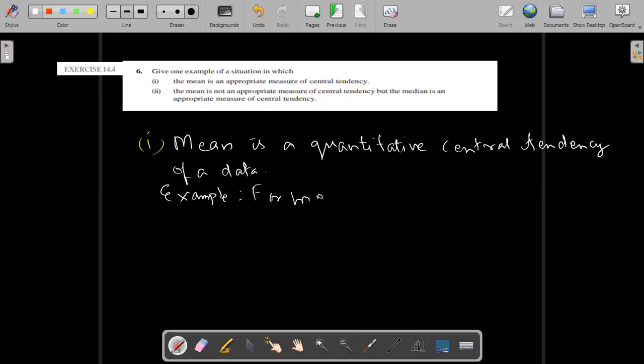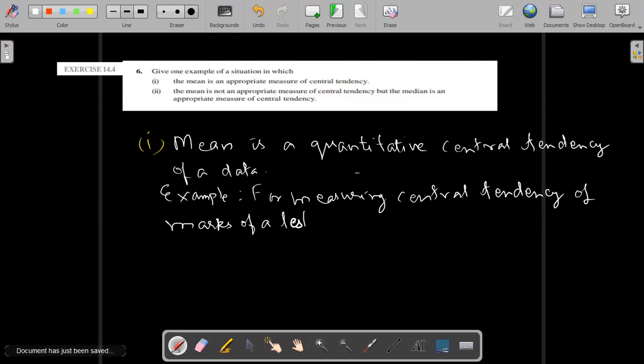So for measuring the central tendency of marks of a test, we are going to find the average. We find the mean of the data. The mean of the data will give you the appropriate picture.